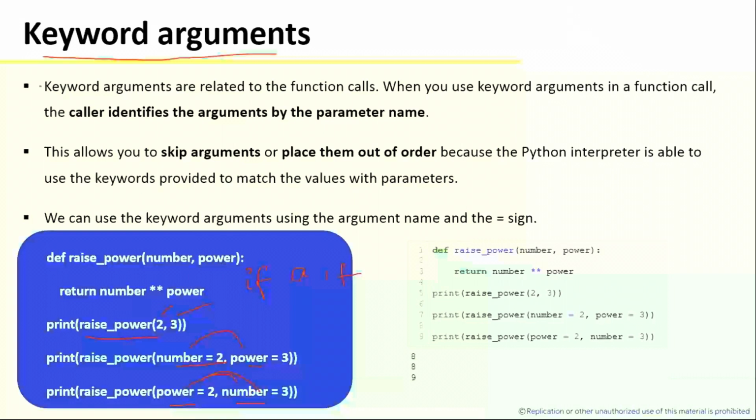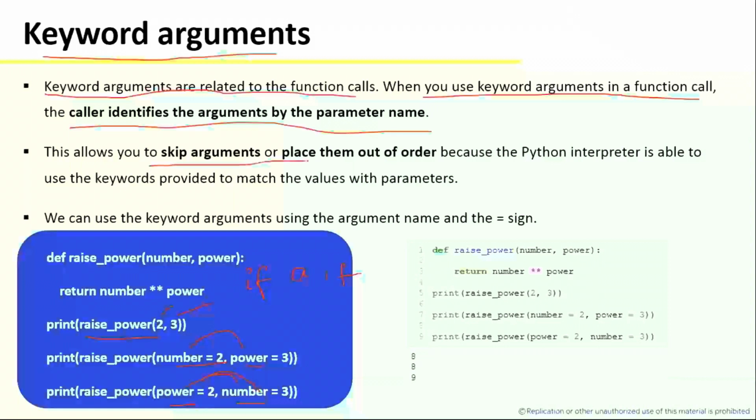Now keyword arguments are related to function calls. When we use keyword arguments in a function call, the caller identifies the arguments by parameter name. Okay, are you getting me, Andy? Now this allows us to skip the arguments or place them out of order.